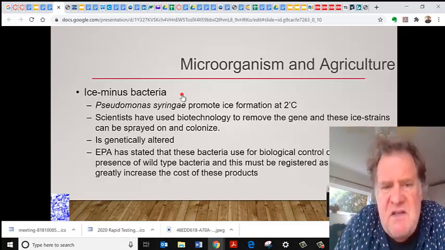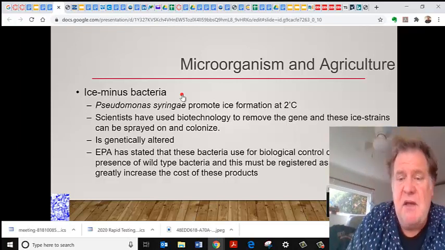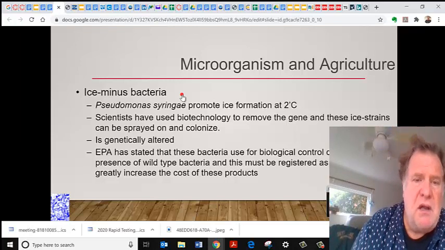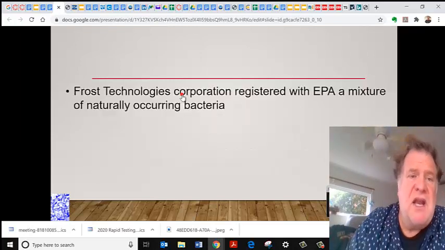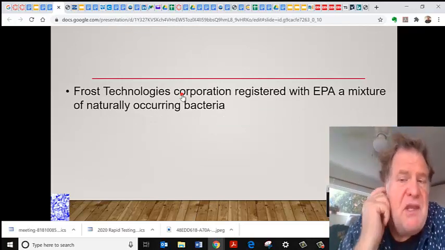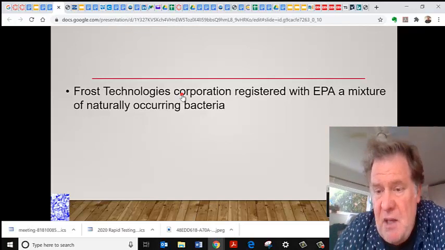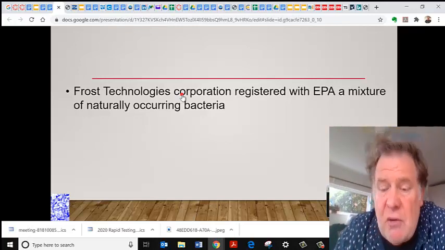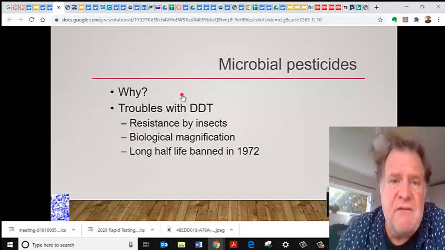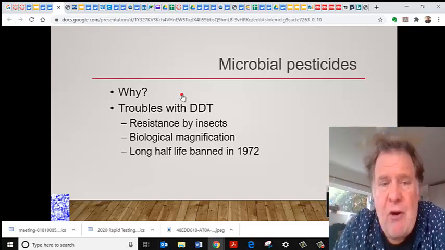And again, this involves the Environmental Protection Agency. The EPA is a little bit worried about this, and kind of rightfully so, so we are looking at it because it is genetically altered. The Frost Technology Corporation is registered with the EPA as a mixture of naturally occurring bacteria. What they've done is grab some natural bacteria that don't have this, and then squirt that on the fields to try to dilute out the bad microorganisms that are there.